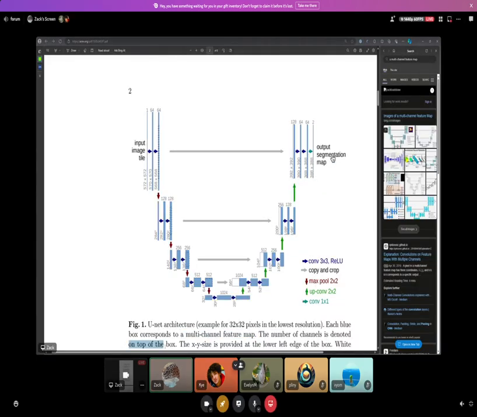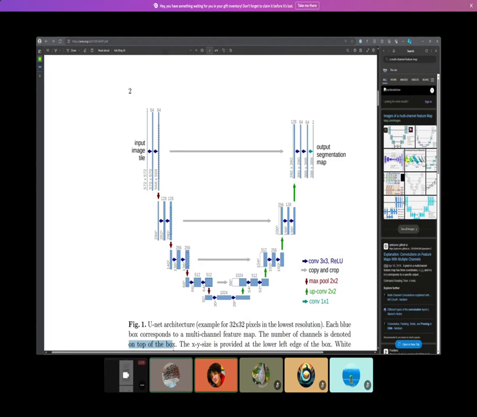Okay, so here's the U-Net architecture. That's 32 by 32 pixels at the lowest resolution, and each blue box corresponds to a multi-channel feature map. The number of channels is noted on the top of the box. And the channels here would just be the number of convolutions, the image masks, essentially.